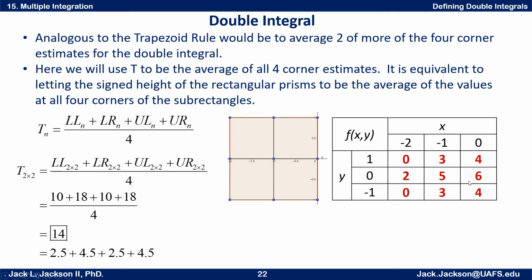And we do the same thing for each of the others, and we could work that out individually and get 14. Or if we've already done these lower left, lower right, and so forth, we can just average all of those. So that's analogous to the trapezoid rule in the 1D or 2D case.